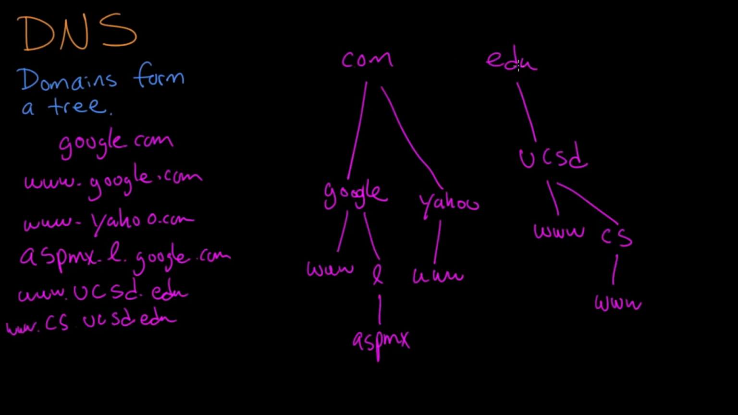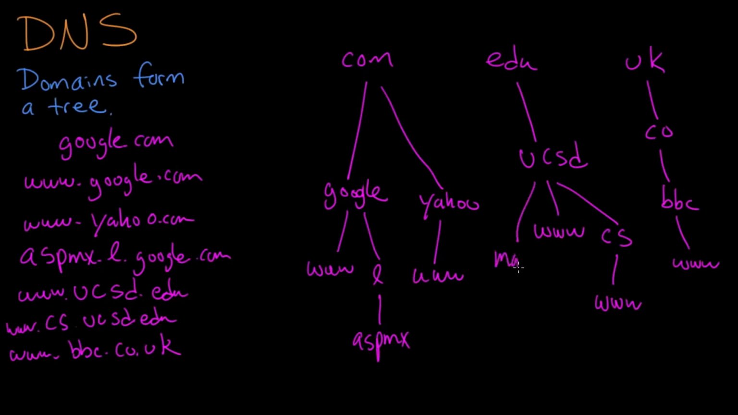And there's other ones like the UK, which has got its own domain, and then there's co below that, BBC, www. So this is, of course, www.bbc.co.uk. There's many more that we can put in here. For example, UCSD, I think they've got a mail server, so we could put in mail. Yahoo, I think, also has one right there. And maybe the computer science department at UCSD, maybe they've also got a mail server.